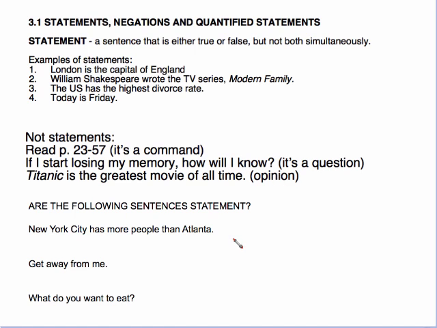New York City has more people than Atlanta. Is that a statement? Yes. Get away from me. Statement? No, because it's a command. And what do you want to eat? Statement? No, because it's a question.